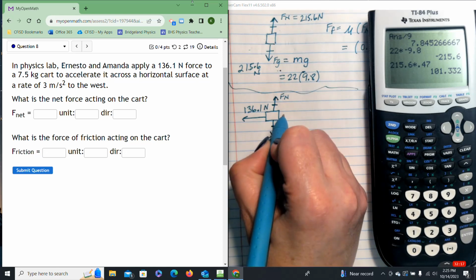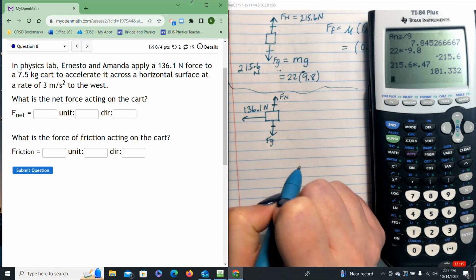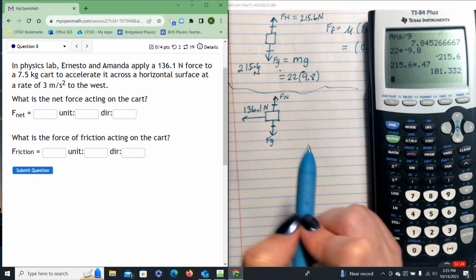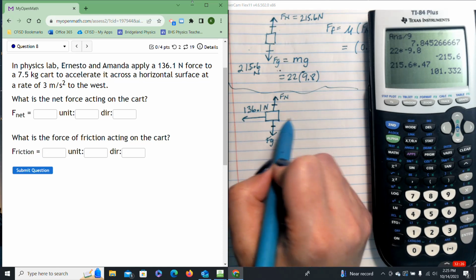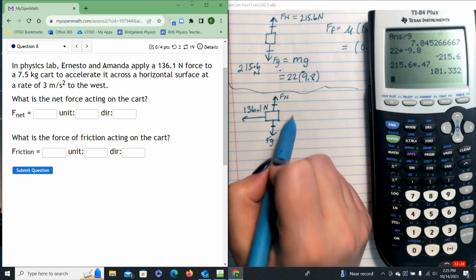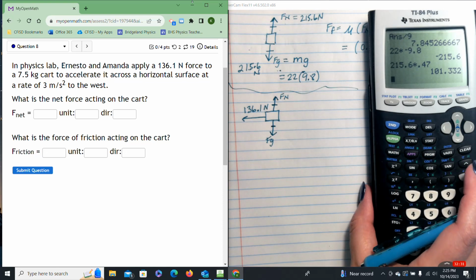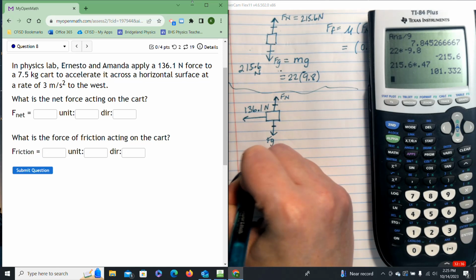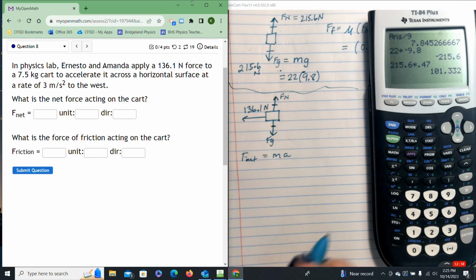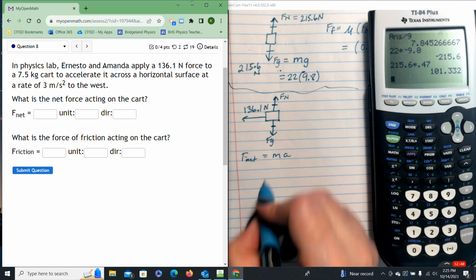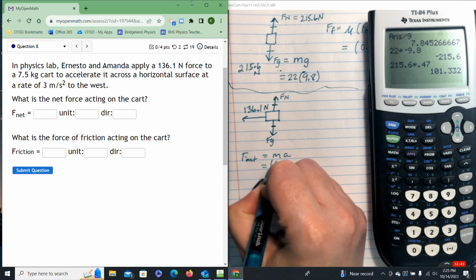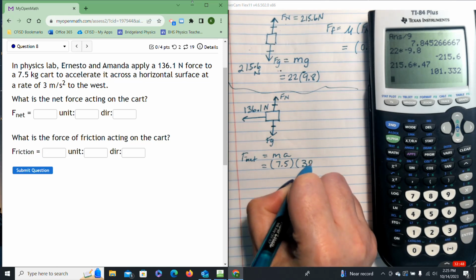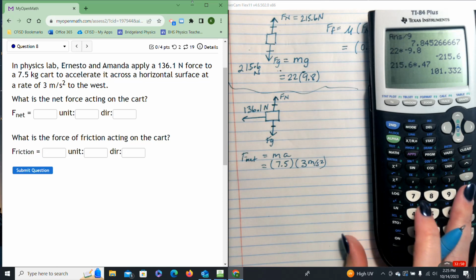Okay, again, I probably have friction over here, but let's see what I get for my net force. Again, I can't actually solve for it from this picture because we're not told anything about what the friction is. So the other way to solve for net force, apart from using that diagram, is to use the equation F net is equal to mass times acceleration. And they did give me those pieces of information. They gave me a mass of 7.5 kilograms. They gave me an acceleration of 3 meters per second squared to the west.